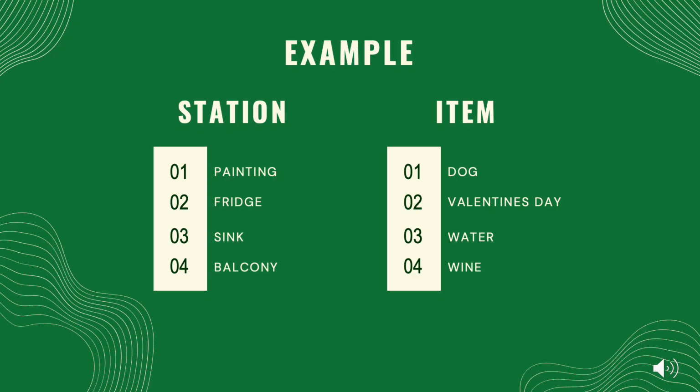Okay, so for this example, we are going to use 4 items and 4 stations. For the items, we have dog, Valentine's Day, water, and wine. These are 4 random items that we're trying to remember. And for our first 4 stations, we have a painting, the fridge, a sink, and balcony. In this lesson, we are going to go through how to encode information into your stations within your map. Hopefully, things will be more clear to you in the subsequent slides.